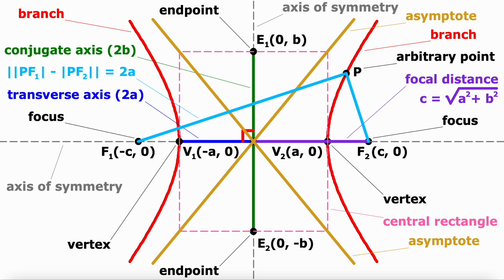The central rectangle of a hyperbola is determined by the transverse and conjugate axes of the hyperbola. Specifically, one pair of opposite sides is parallel to and equal in length to the transverse axis, whereas the other pair of opposite sides is parallel to and equal in length to the conjugate axis. The asymptotes of the hyperbola contain the diagonals of the central rectangle and pass through its vertices. For this reason, if we want to graph the asymptotes of the hyperbola, we only have to extend the diagonals of the central rectangle.